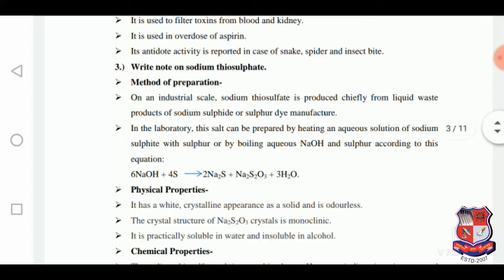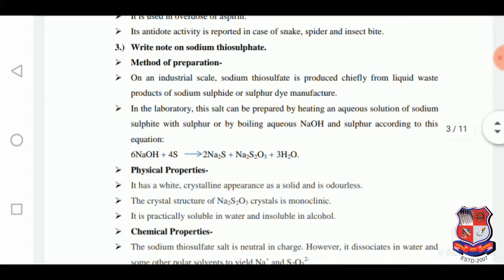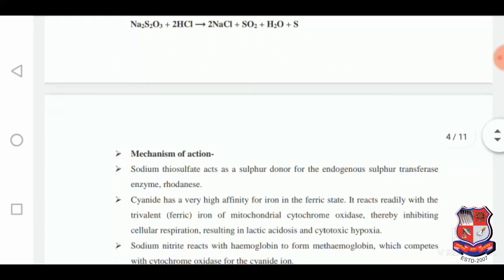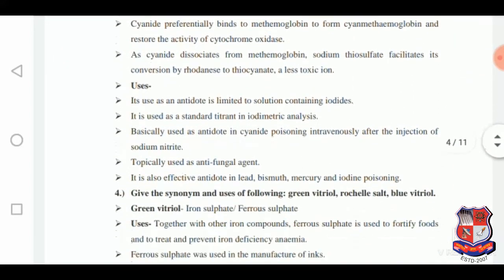Write a note on sodium thiosulfate. These are the methods of preparation, physical properties, chemical properties. These are the equations, the mechanism of action, and uses for that.